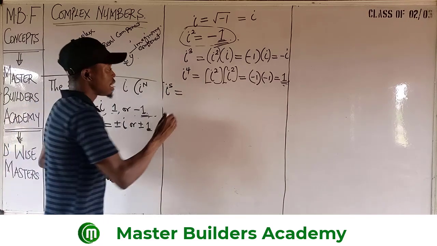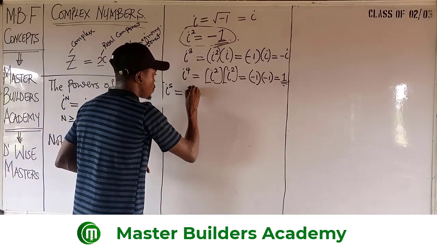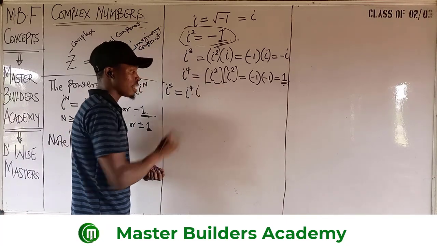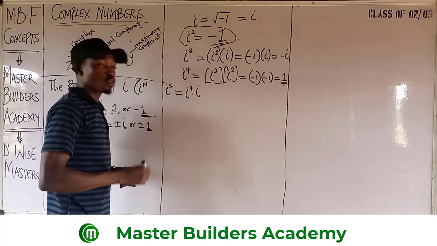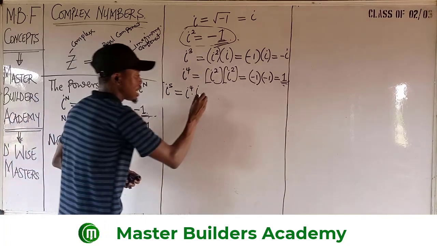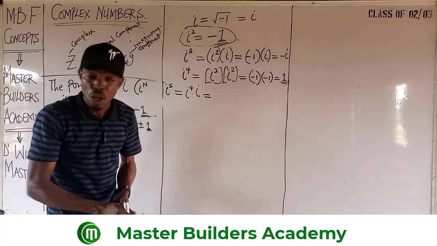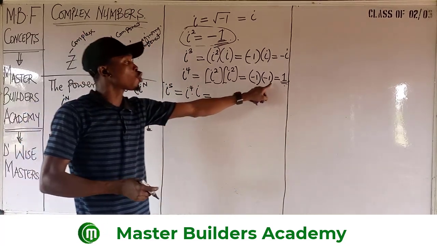If I do this, this is the same thing as i raised to the power of 4 multiplied by i raised to the power of 1. Remember that this is a dot, so that we can extend this to its least level. And then this is equal to i raised to the power of 4, which is 1. You understand this, right?